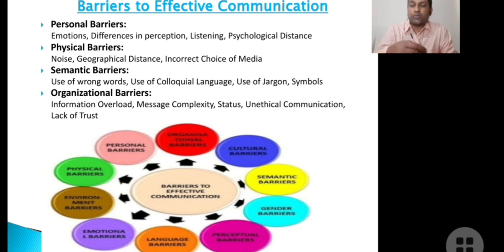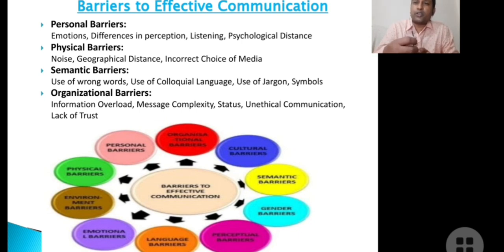Unethical communication, lack of trust, যদি বিশ্বস্ততার অভাব থাকে, একজন এমপ্লয়ি একজন এমপ্লয়ির সাথে তথ্য শেয়ার করতে চাইবে না, দে উইল নট শেয়ার ইচ আদার information. So information will be hidden and effective communication will not be possible. So personal barrier আছে, ইমোশনালি কিছু বললে সেটাকে effective communication বলা যাবে না.